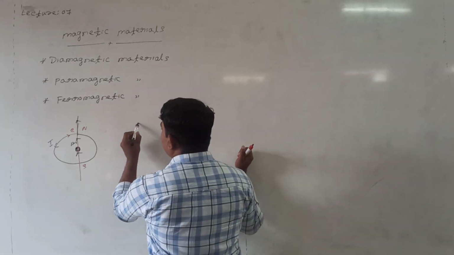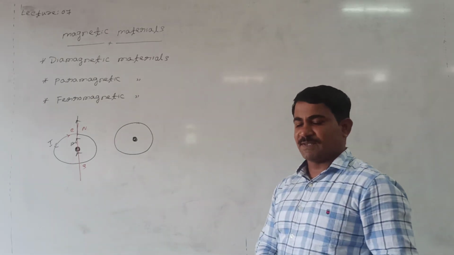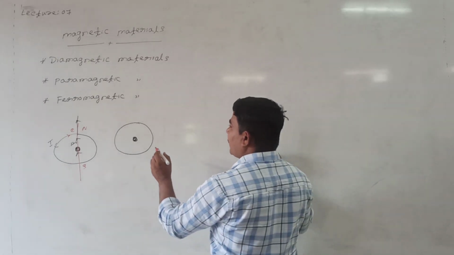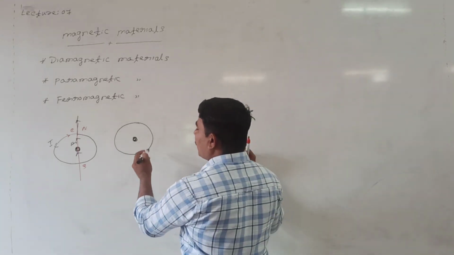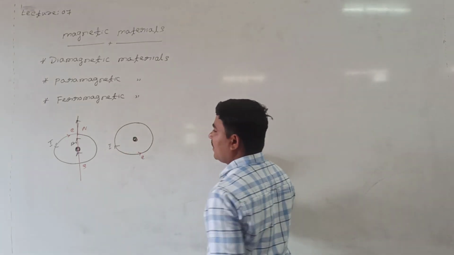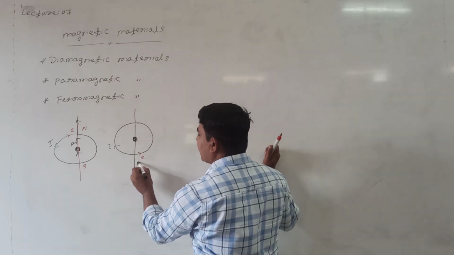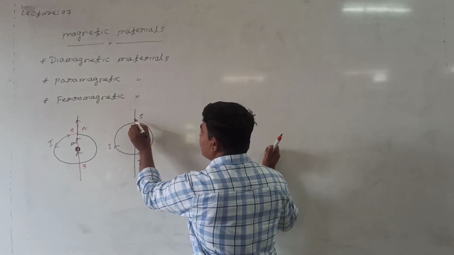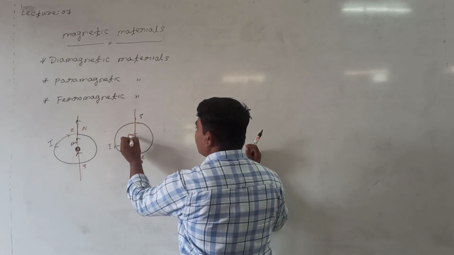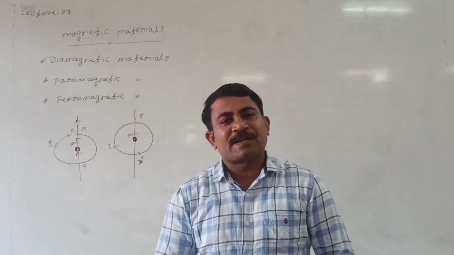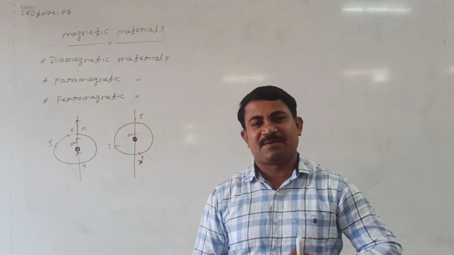Again, this is an atom and this is the nucleus. Now consider the electron revolving in the anticlockwise direction. What is the direction of current? This is the direction of current. The atom again acts as a magnetic moment, such that one side acts as a south pole and the other as a north pole. The magnetic moment is from the south pole to the north pole. Each atom acts as a magnetic dipole, and due to that magnetic dipole a magnetic moment exists. This is one thing, right?